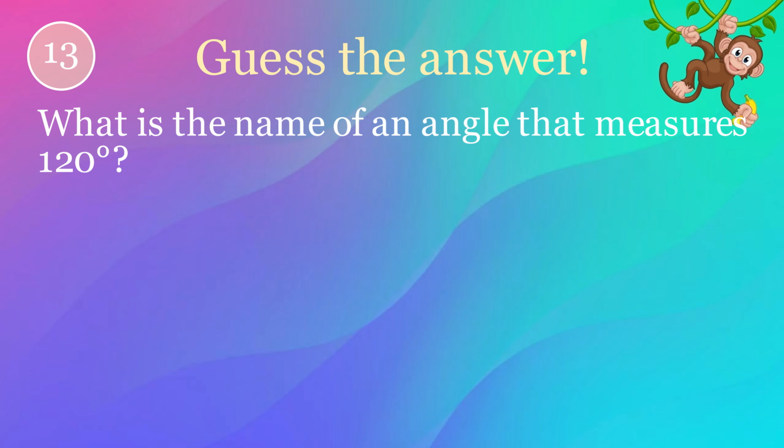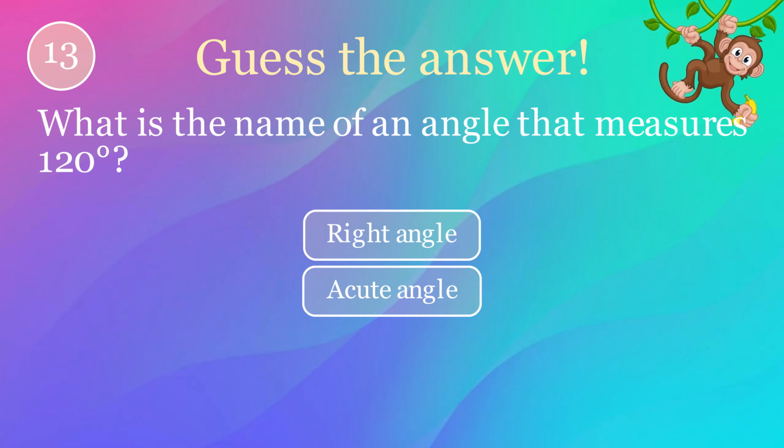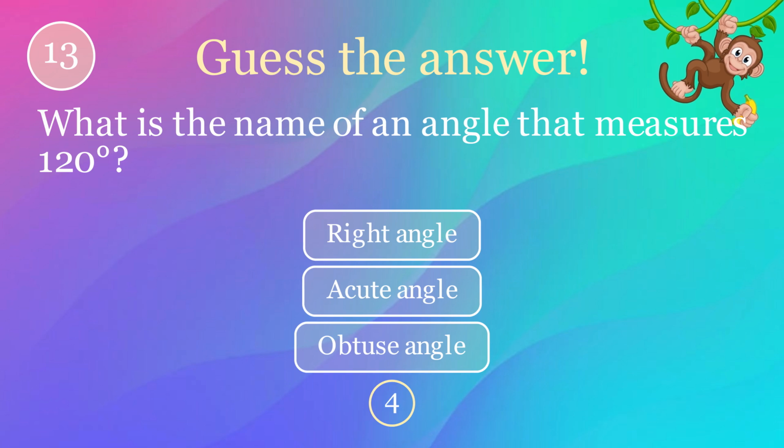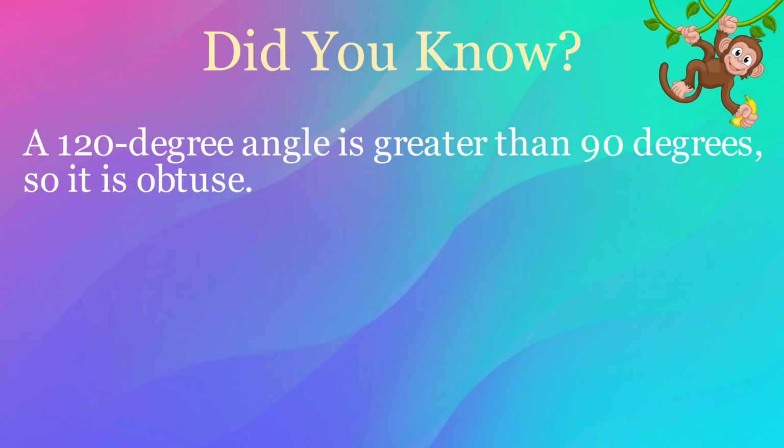What is the name of an angle that measures 120 degrees? Right angle, acute angle, obtuse angle. The correct answer is obtuse angle. Here's an interesting fact. A 120-degree angle is greater than 90 degrees, so it is obtuse.